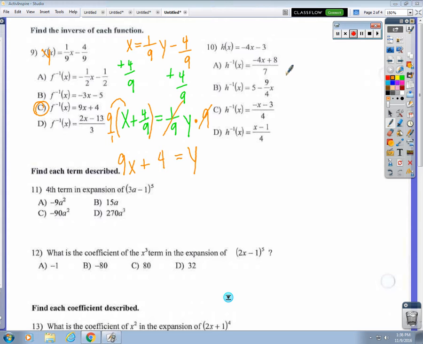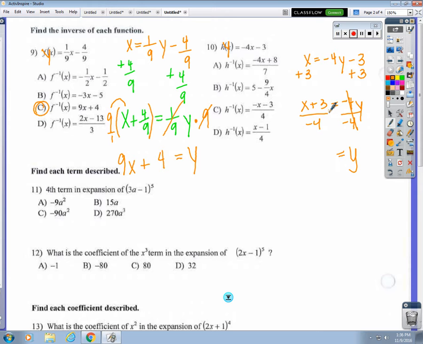Number 10, what would you do first? Switch the x and y, and that's the y. So it'll become x equals negative 4y minus 3. Then what would you do? Add the 3 because we're trying to solve for y. So x plus 3 equals negative 4y. And now to solve for y, what do we do on both sides? Divide by negative 4. So we have y equals that.